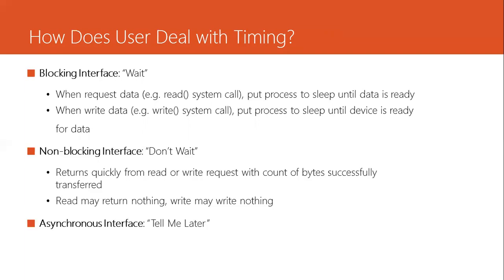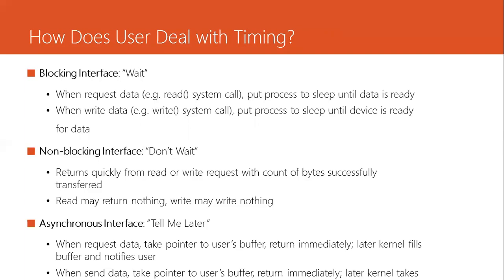In the case of the asynchronous interface, it returns to you immediately with a promise, and later the system will signal you that here are your bytes. So I hope you understand the difference between the non-blocking and the asynchronous interface. In asynchronous, when you request data, it takes the pointer to the user's buffer and returns immediately. Later the kernel fills the buffer and notifies the user. When sending data, it takes the pointer to the user's buffer and returns immediately. Later the kernel notifies the user.